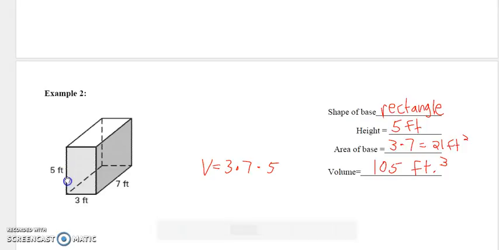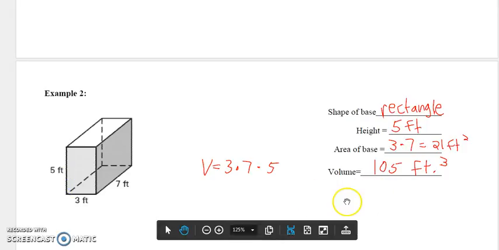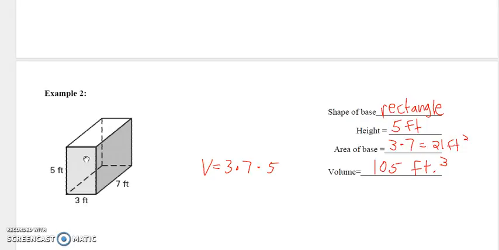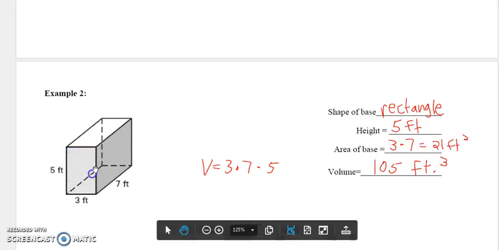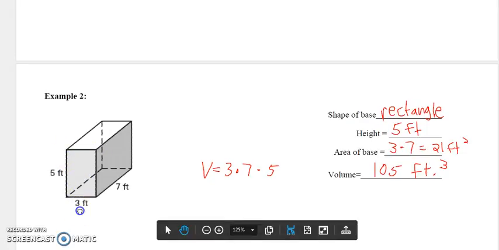This is the height, the 5. So this is our volume. But what you can notice too is, what if you had used the left and the right side here as your bases? You still would get the same answer because you would be doing 5 times 7 to get the area of this base, and then the 3 would be the height.